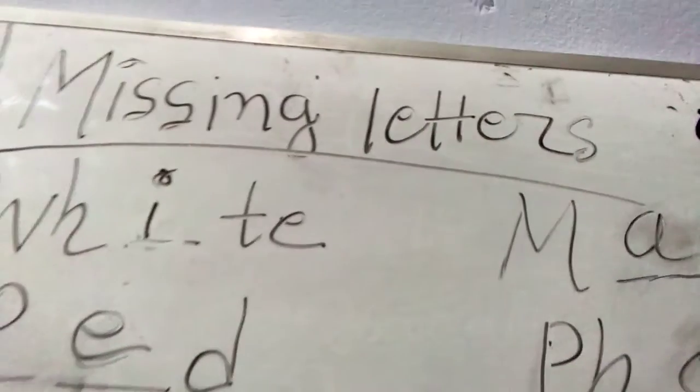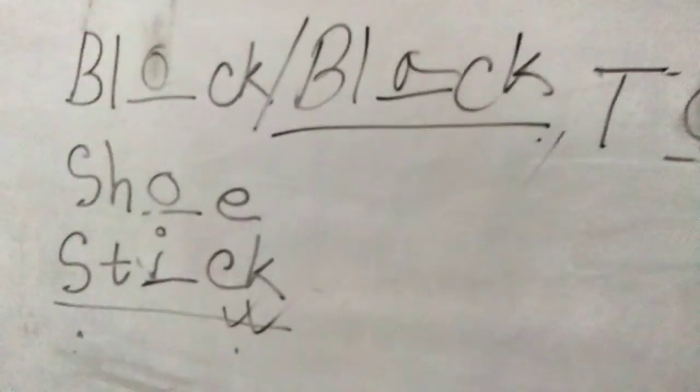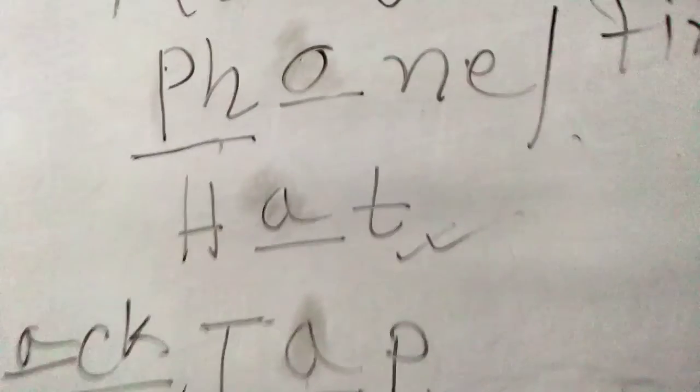So these are the few words for you as your missing letters: white, red, brown, black, block, shoe, stick, then mat, then phone, hat, and the last is tap.